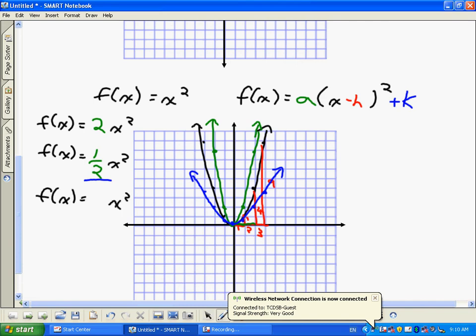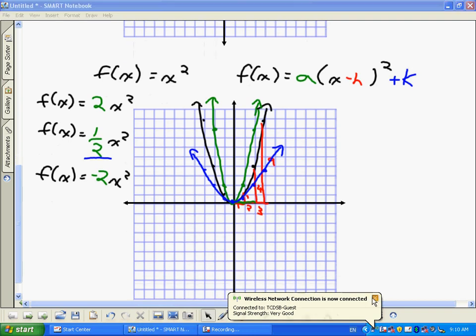Difference being this time, instead of having positive 2, we're going to have negative 2. So what a negative does is it takes the exact same parabola and just flips it. So instead of opening upwards, which our positive ones will, we have a negative parabola. It's going to open downwards. So we drew our positive 2 in green. We're going to draw our negative 2 in green. So you can see that it's like a mirror image when it's reflected.